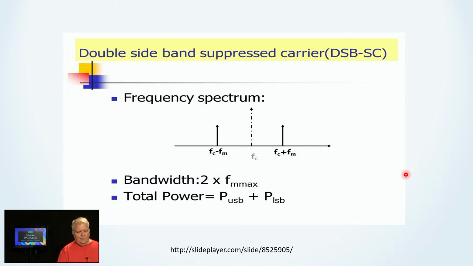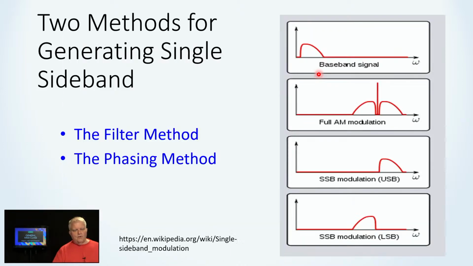And on a spectrum display, if you're using a spectrum analyzer, it would look like this. Lower sideband, yes. Upper sideband, yes. Carrier, no. So that's double sideband suppressed carrier done using a balanced modulator. And this brings us to the two methods for generating single sideband in amateur radio equipment.